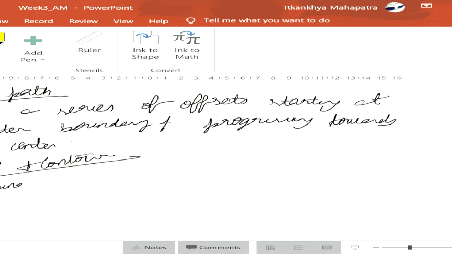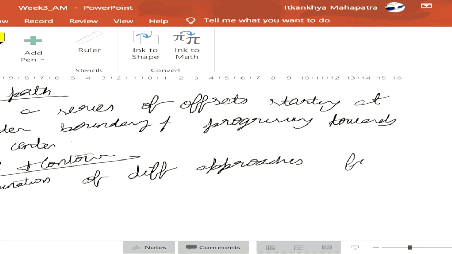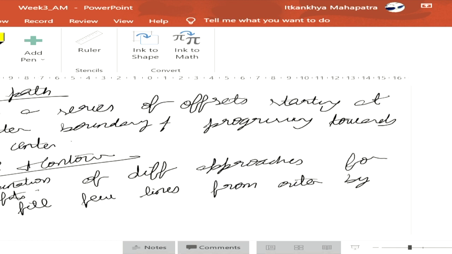Combination of different approaches for printing benefits. Okay, so here we fill a few lines from outside by contour parallel path, and from inside we use zigzag.